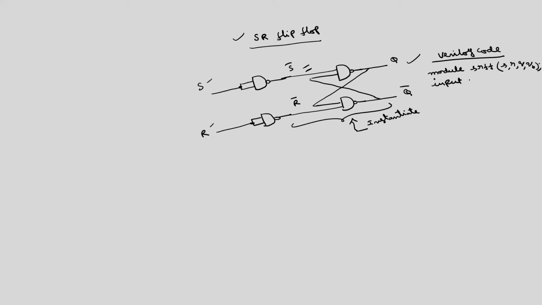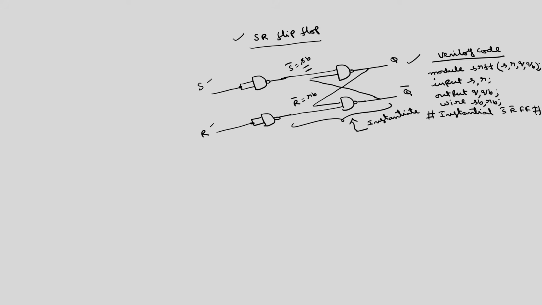Input S, R, output Q, QB, then wire. I will define this as S bar, so this is SB, this is RB, SB comma RB. Then we have to instantiate the S bar R bar flip flop.